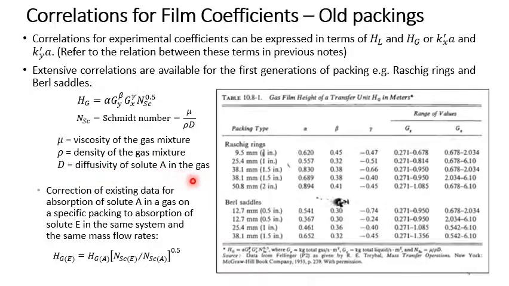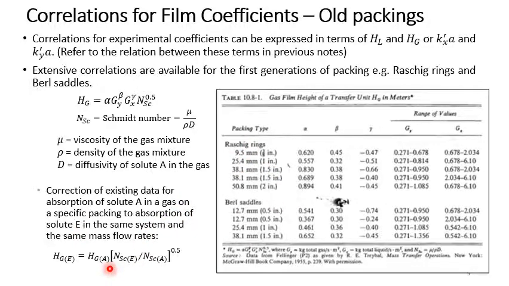Okay, so let's say you have existing data for solute A in a gas on a specific packing of absorption, let's say Raschig rings, 9.5 millimeter size. So you can use alpha, beta, gamma values here, within the range of validity of Gx and Gy, and you can compare that to get a correction to get the Hg for solute E in the same system, in the same gas, and using the same packing.